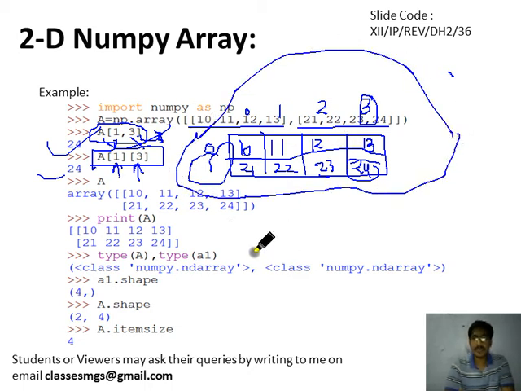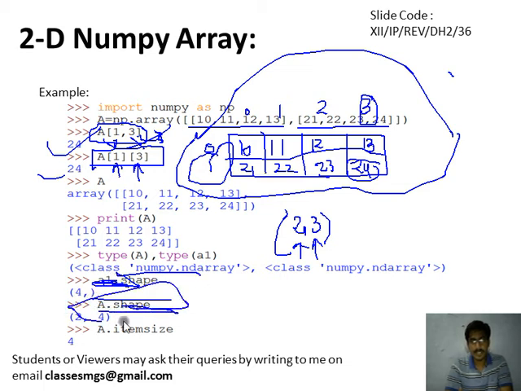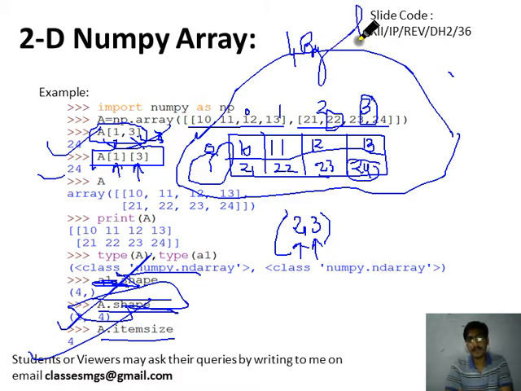Okay, let me move ahead. We have already talked about the shape of this NumPy array. Shape is basically the number of rows comma the number of columns. The number of rows is 2 and the number of columns is 3. That's why the shape of this NumPy array will be 2 comma 3. So this is the example. Another example: A dot shape is 2 comma 4, then item size is 4. Item size means the size of the data type. For integer data type, we will have 4 bytes. Okay, keep this in mind.